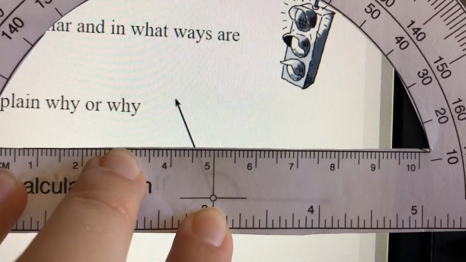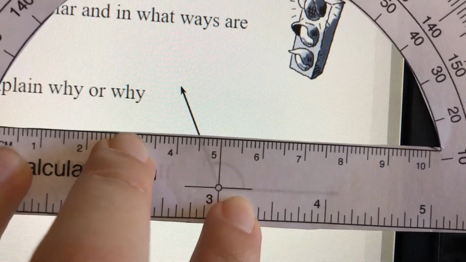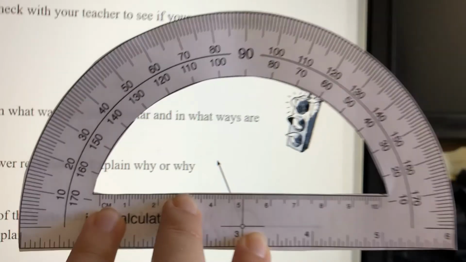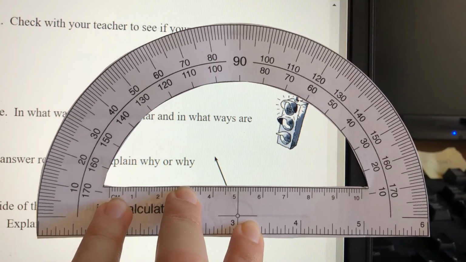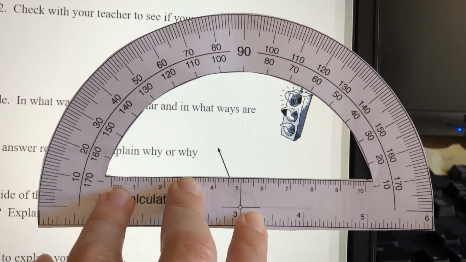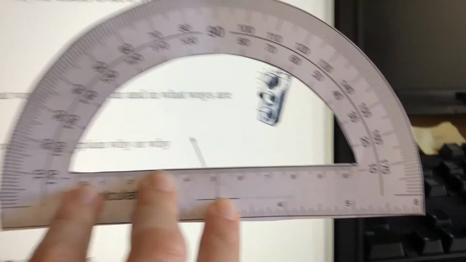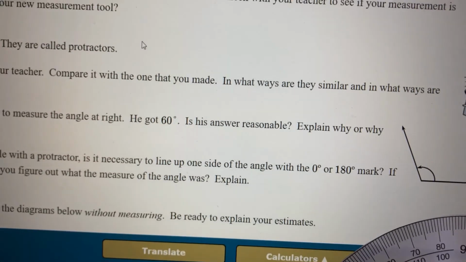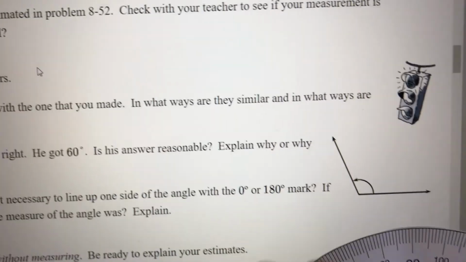Okay, so if I have my protractor and I'm lining it up with my little circle there, and then the horizontal line matches up there. So that looks to be about a 110 degree angle. So that would be 110, and it says, is it necessary to line up one side with 0 degrees or 180 degrees?